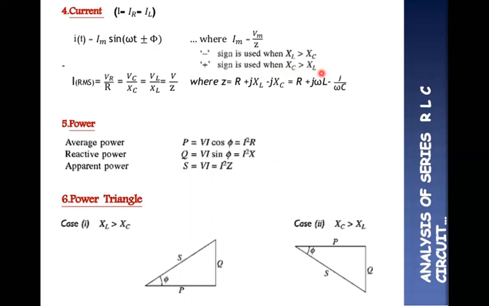The average power is equal to VI cos φ. This is nothing but I²R. Reactive power is equal to VI sin φ, which is I²X, and apparent power S is equal to I²Z. These are the two power triangles when XL is greater than XC or XL is less than XC.